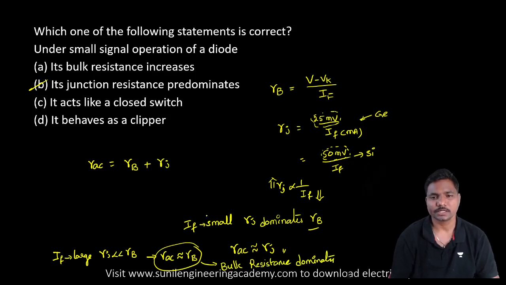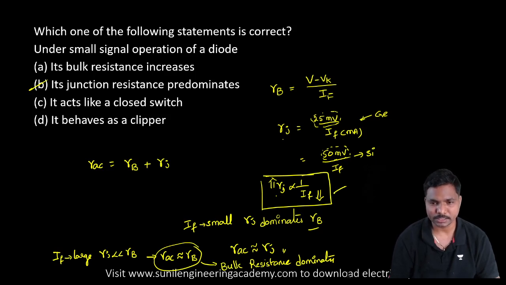All of you clear? So always consider with respect to RJ. Why? Because here the voltage is almost constant, and it only depends on the forward current. But here the forward voltage is also there. So junction resistance predominates whenever it is small signal operation. Coming to the next question.